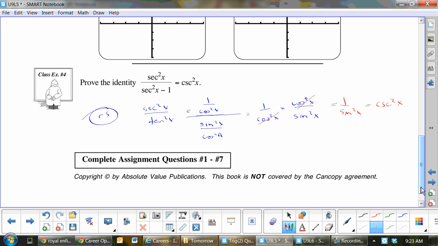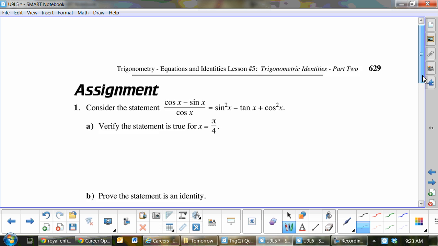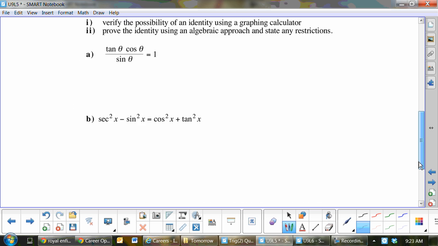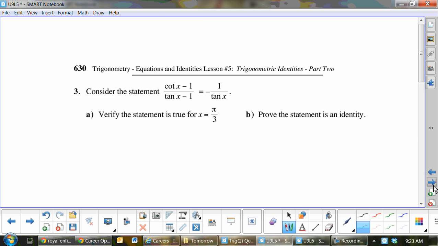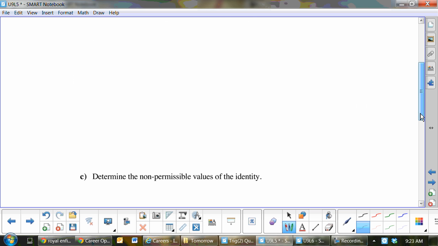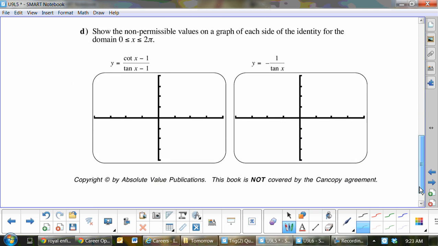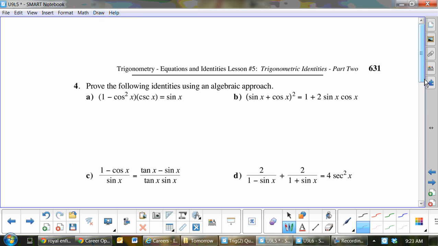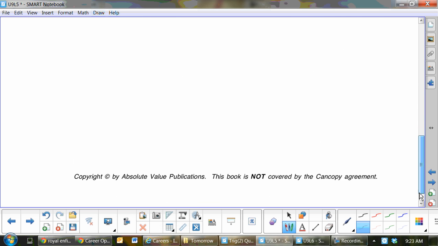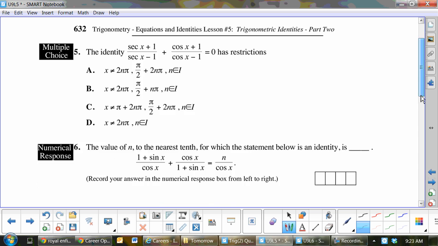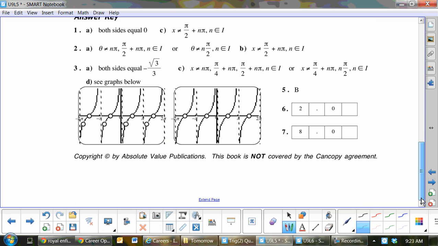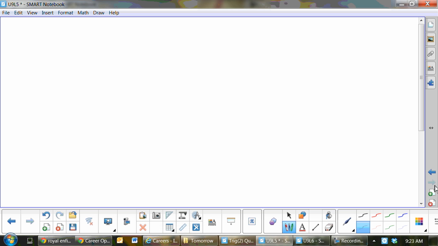Okay, so we're doing questions 1 to 4, A, C, E, and then 5 to 7. I'm just scrolling through the homework quick before we go to the next lesson, so if anybody's sick today, they can have the homework at home. 1 to 4, ACE, and 5 to 7.